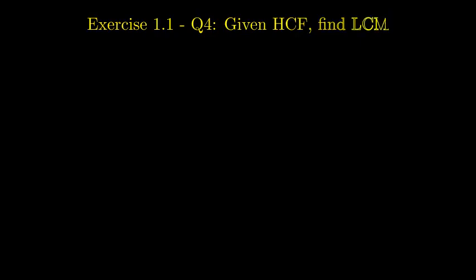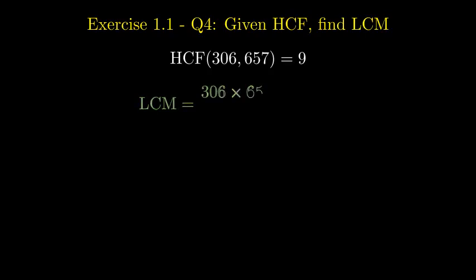Exercise 1.1, Question 4. Given that the HCF of 306 and 657 is 9, find their LCM. We use the important property: LCM of two numbers equals their product divided by their HCF. So LCM of 306 and 657 equals 306 multiplied by 657, divided by 9.